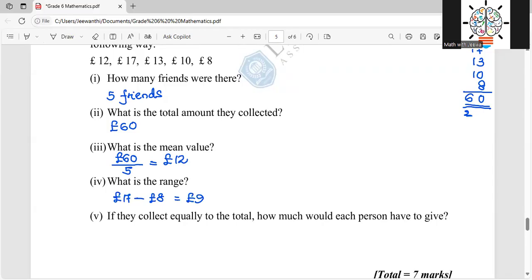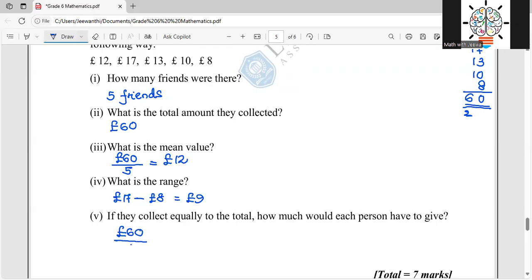So if they collect equally to the total, now what is the total they have collected? 60. And they are going to get it equally. So then you divide this by 5. So then each should give us 12, right? So how many friends were there? 5 friends. What is the total? 60 pounds. What is the mean value?